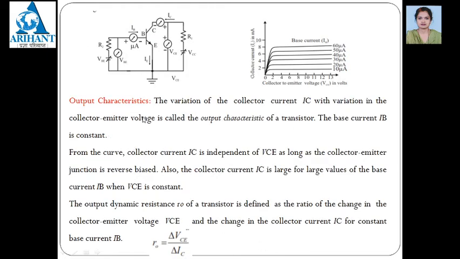Now same, if you see the output characteristics, means instead of this input side, go for this output side. Means variations in the collector current IC with variations in the collector to emitter voltage VCE is called the output characteristics of a transistor. But in this case you must consider that the base current IB should be constant.